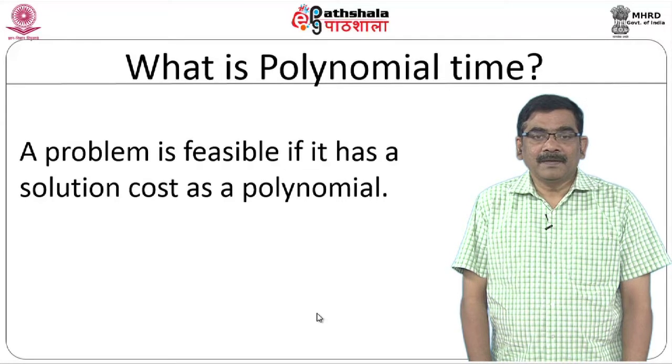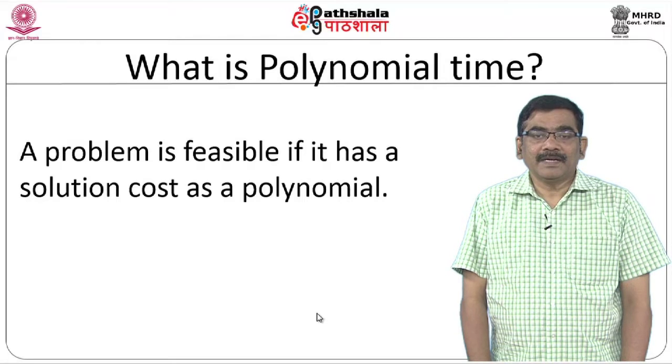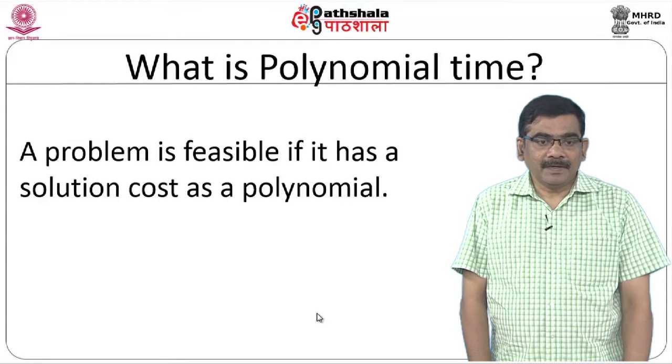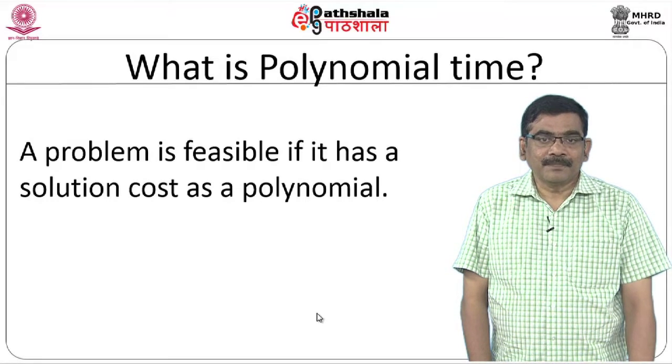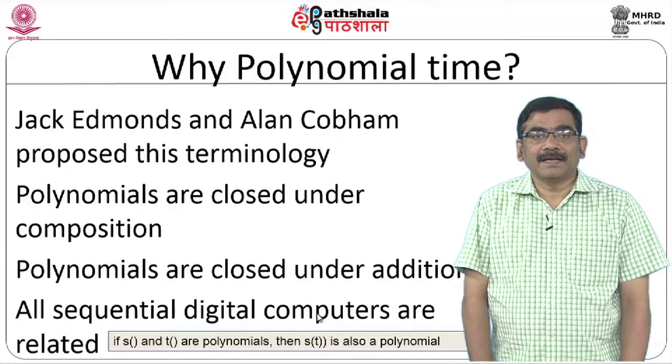For example, we say the complexity of insertion sort is order of n square. N square is a polynomial. We say the complexity of matrix multiplication is order of n cube. N cube is a polynomial. In other words, a polynomial represents the bound of all these algorithms.